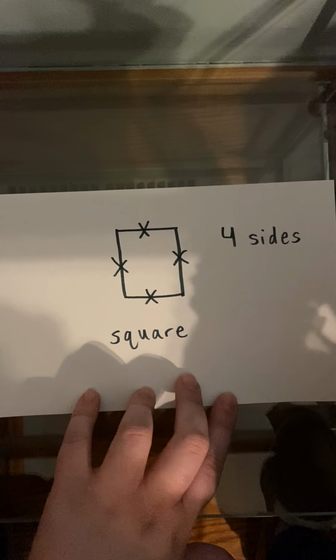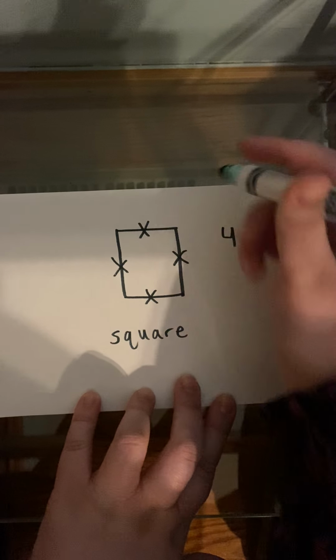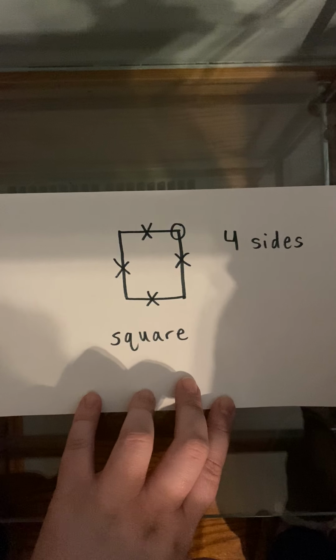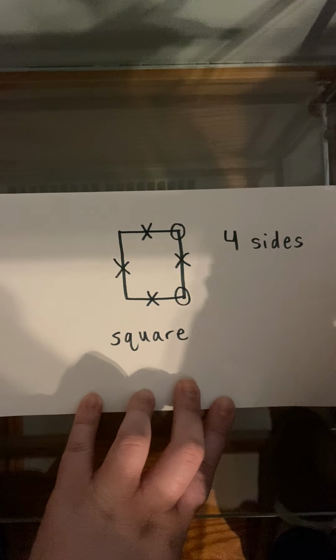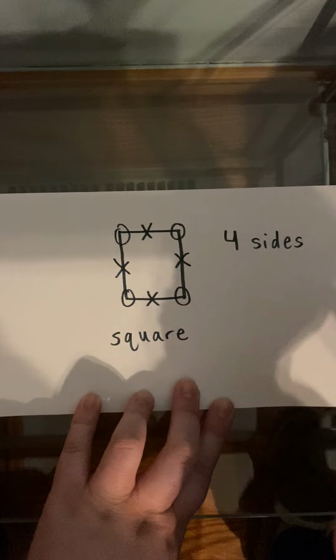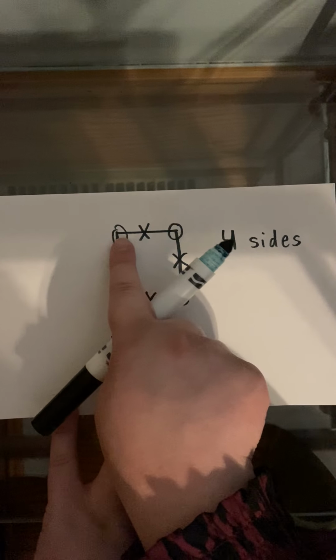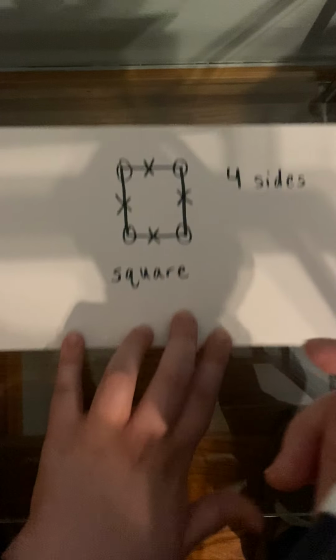Now let's figure out how many corners there are, how many vertices there are. So I see one corner right here. Do you see another corner? Yeah, I see another corner right down here. And I see 2 more, one right here and one right here. So that is a square. Again, it's really important to remember that all of the sides are equal. They're all the same length.